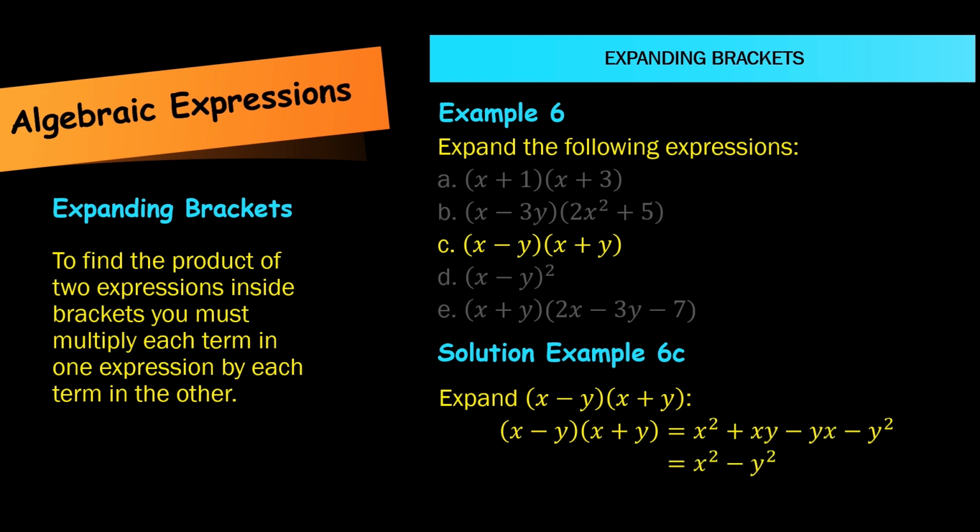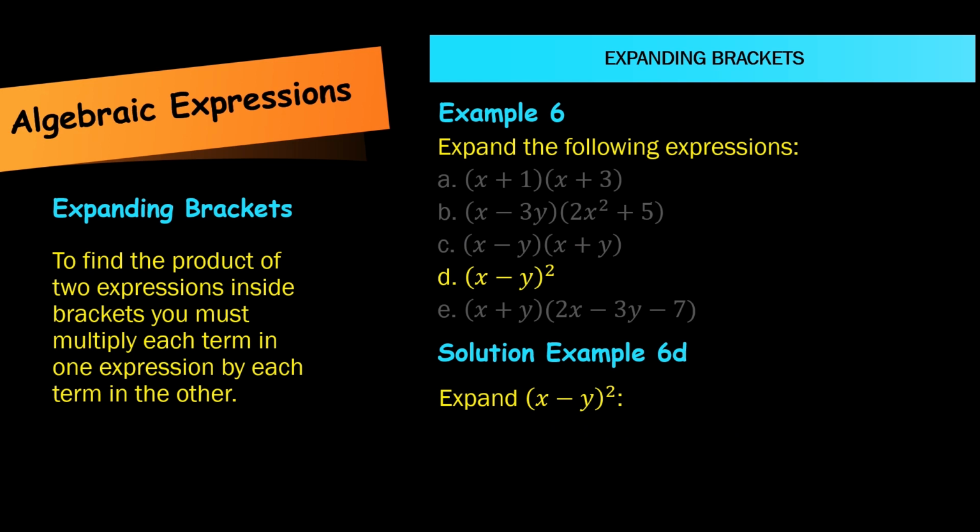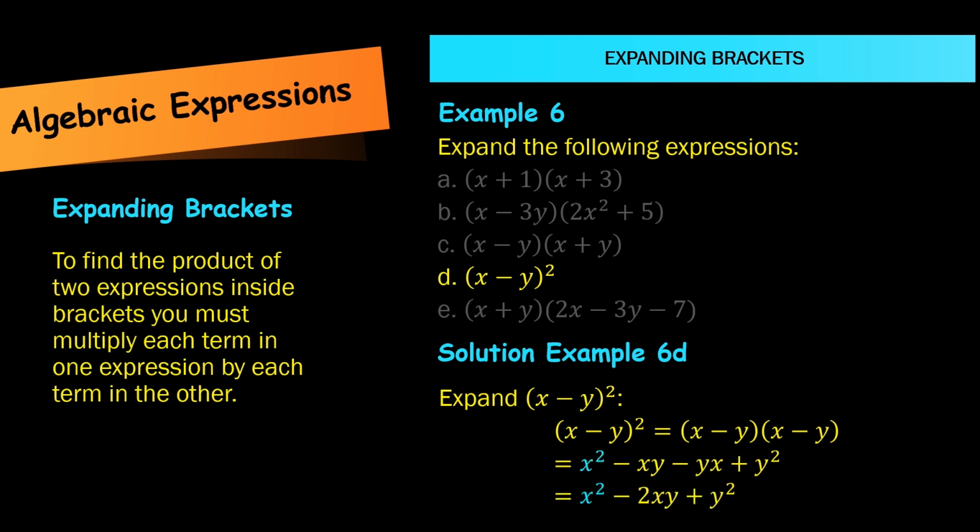And now for part D. We are required to expand x minus y all squared. X times x, x times minus y, minus y times x, and minus y times minus y. Now let's tidy up the expression. Leave x squared as it is, as there's only one x squared term. Minus xy minus yx is minus 2xy. And finally leave y squared as it is.